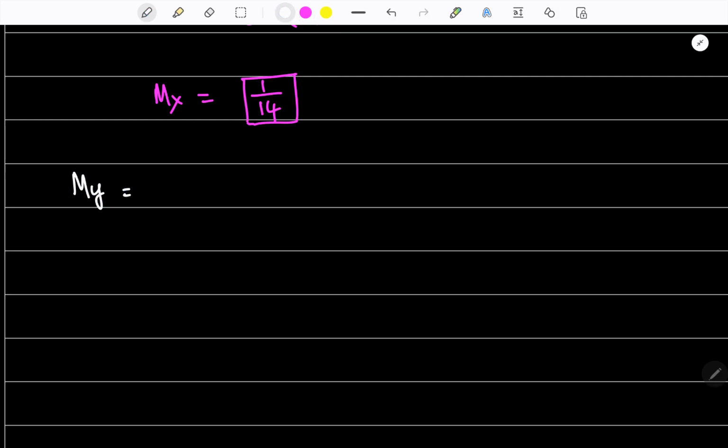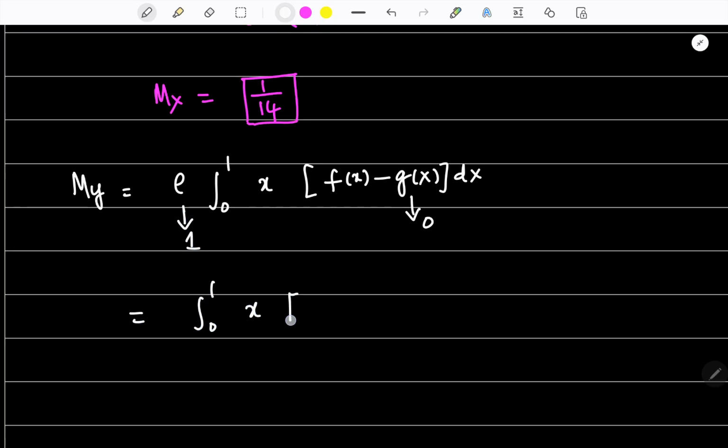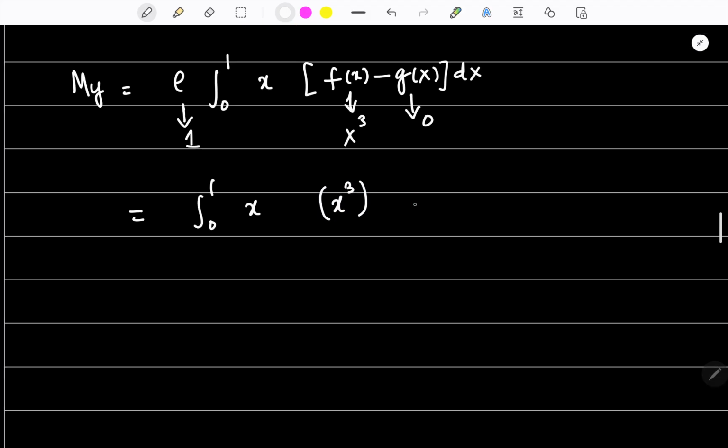What is the formula for My? My is rho integral 0 to 1 x times f of x minus g of x. Okay. And your g of x is 0 and your rho is 1. So this equals integral 0 to 1 x times f of x. What is your f of x? Your f of x is, I think, x cube, right? So f of x is x cube, and it is multiplied by x dx, right?